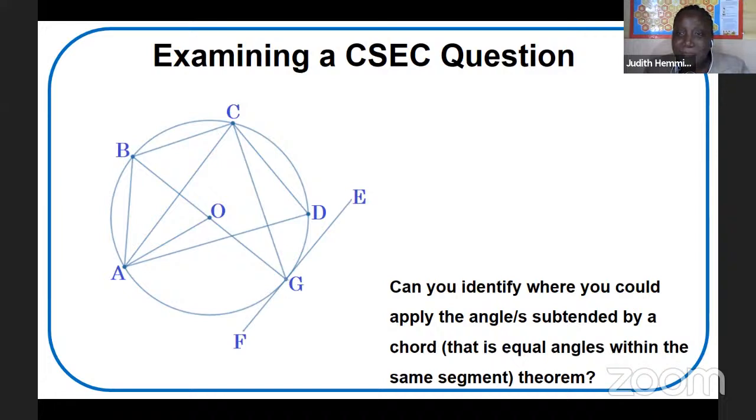So Hale said identify a chord AB. All right, B and A. So identify the chord for me. Say the chord AD, for example. Let's talk about the chord AD. Good. Do we have any angles at the circumference of the circle standing on the chord AD that we could say are equal?